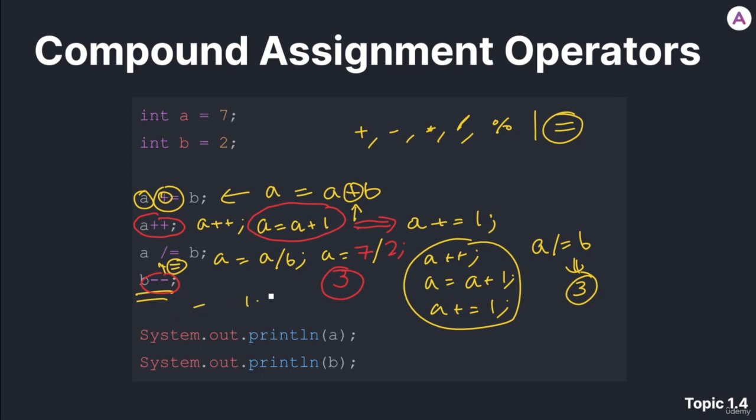So let's do that. What is B? We see the value of B is 2. So B equals 2 minus 1, and then B equals 1. That's basically all it is.